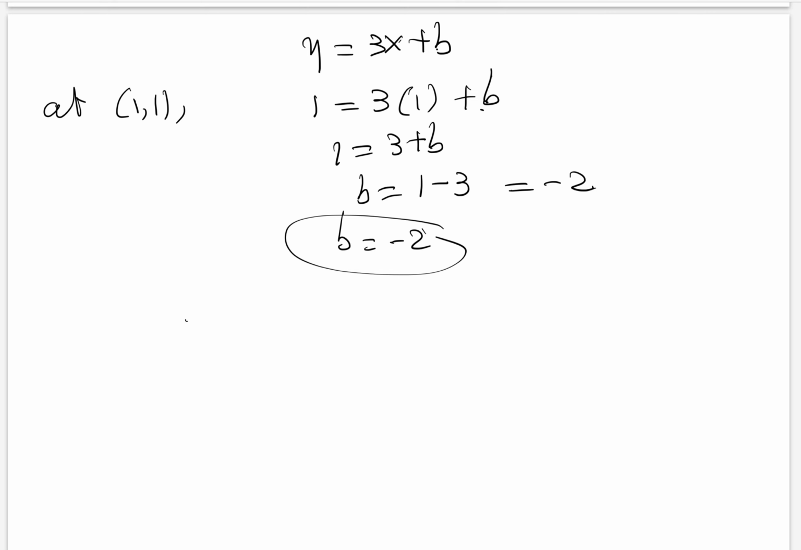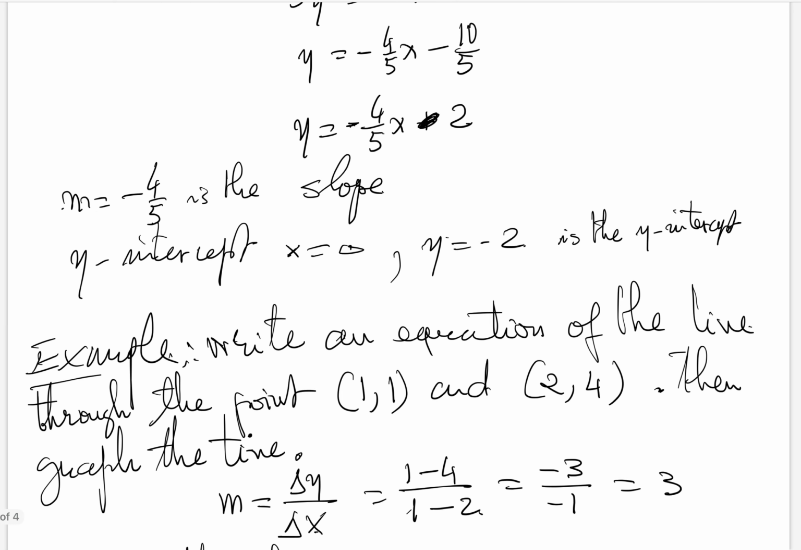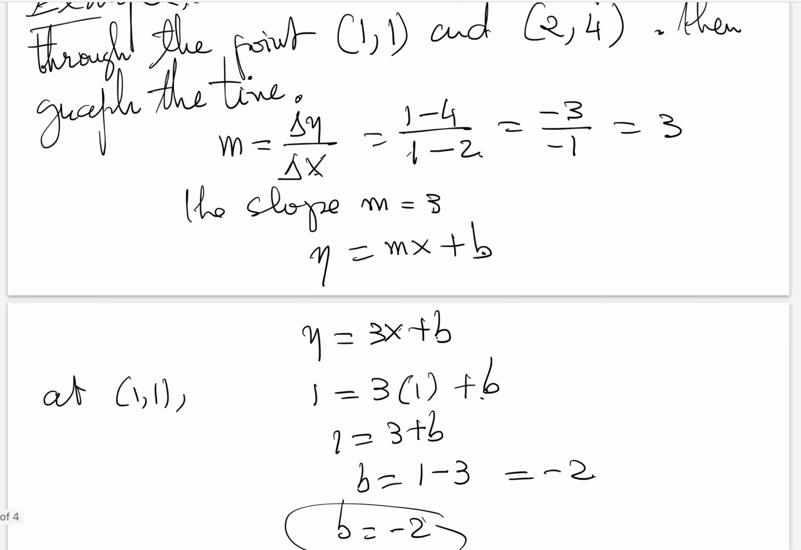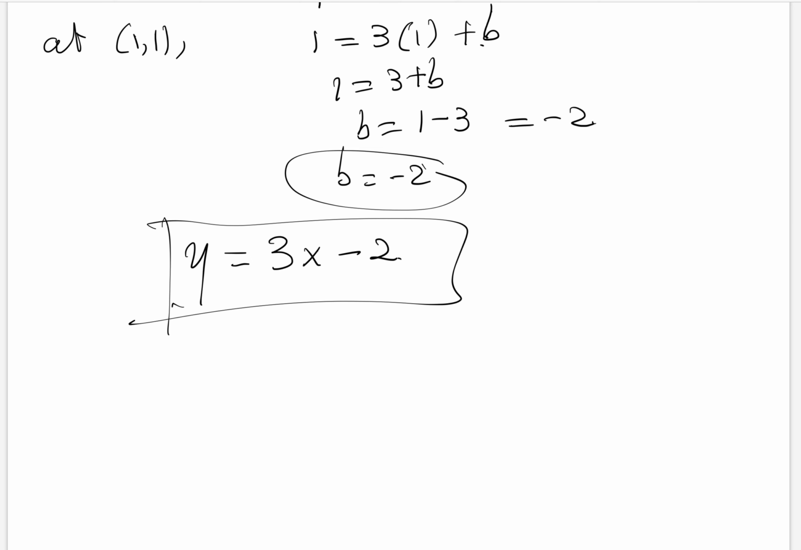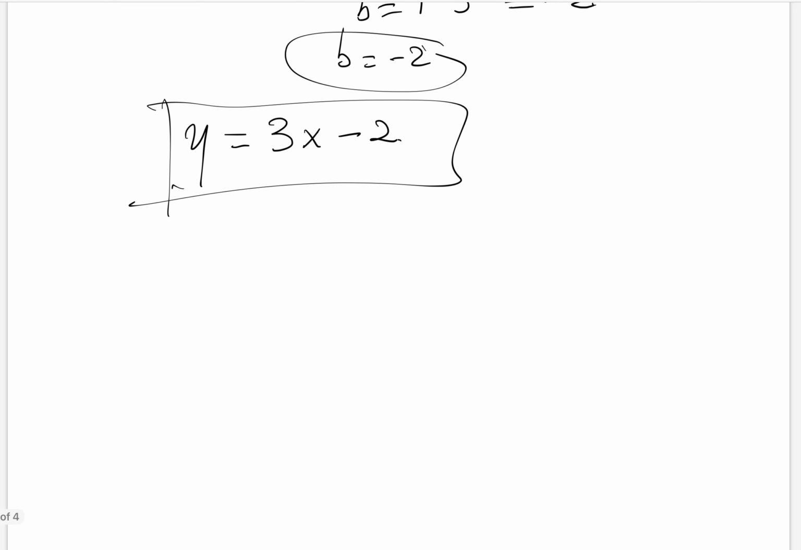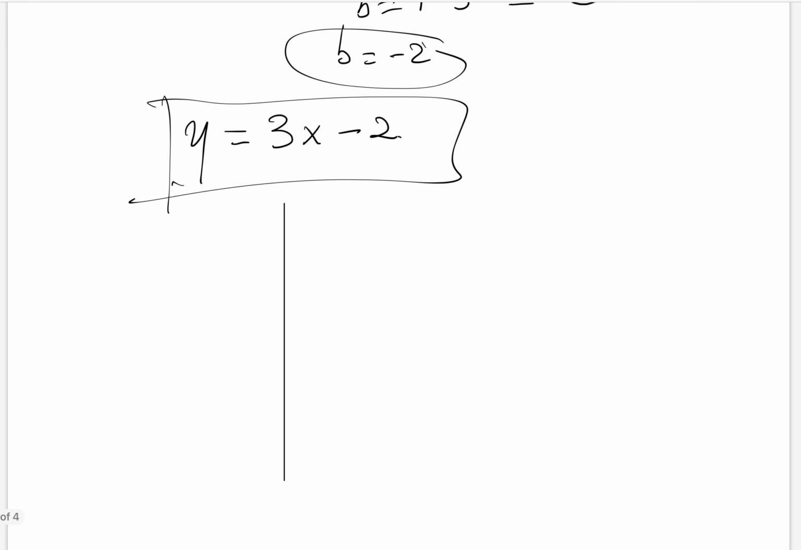The slope intercept form is y is equal to, remember the slope here we found it as 3, is equal to 3x minus 2. That's it. And now let's graph this one. So they ask you to graph. So let's graph that one.